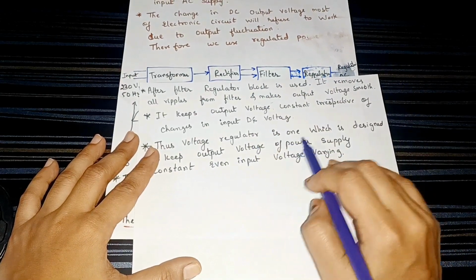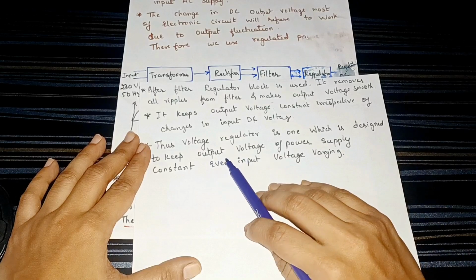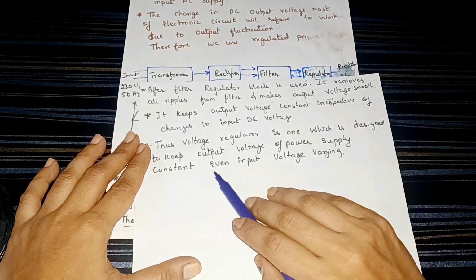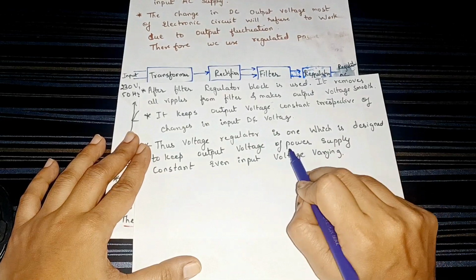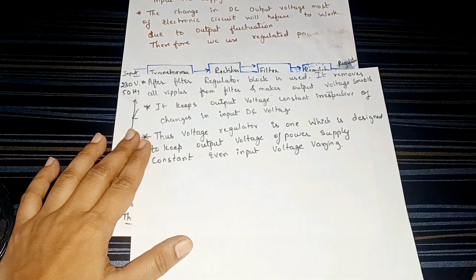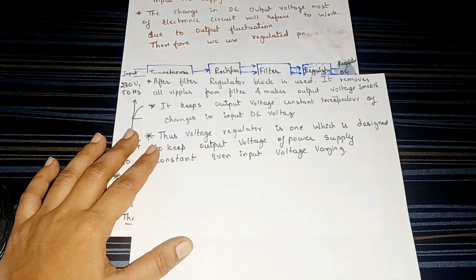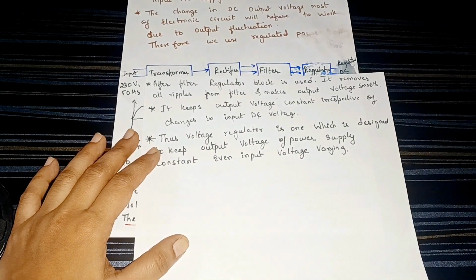Thus the voltage regulator is designed to keep the output voltage of the power supply constant even when the input voltage is varying. Whenever the input changes, the output voltage will remain constant.